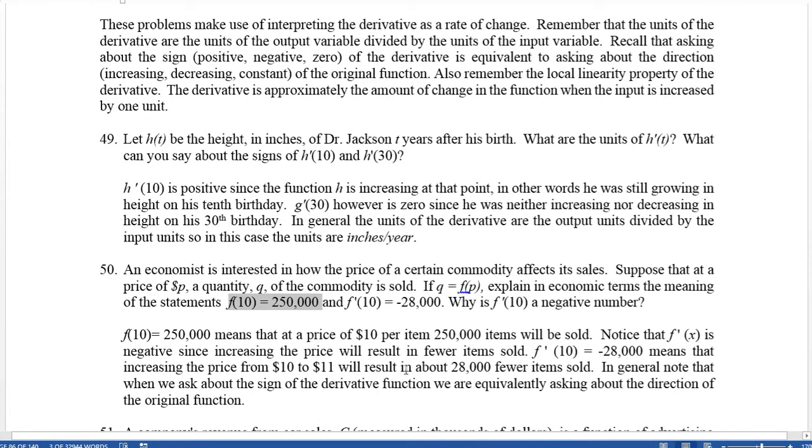Now, we can also interpret this a little bit better using our local linearity property. So we're looking at this part right here. If we were to increase by $1 per item, which is above 10, we should see a decrease in 28,000 items sold. So increasing from $10 to $11 will result in about 28,000 fewer items.